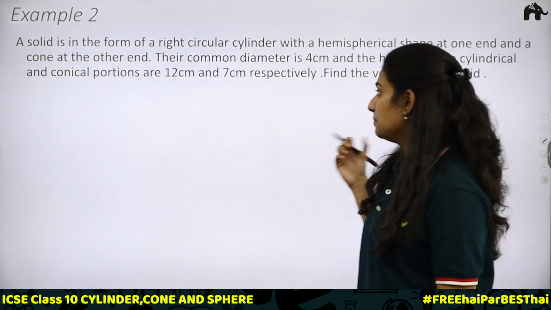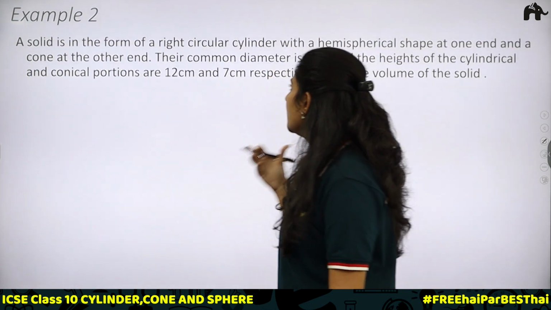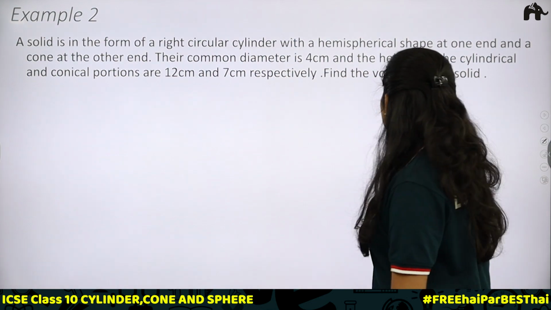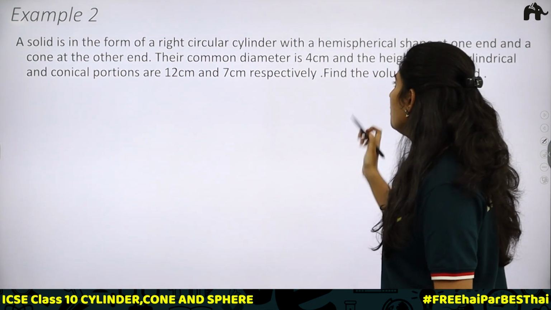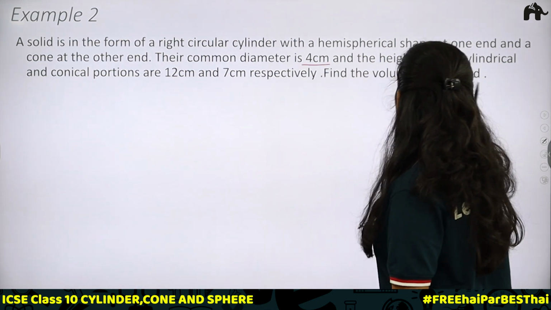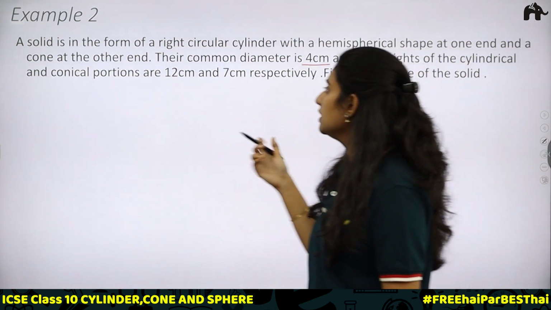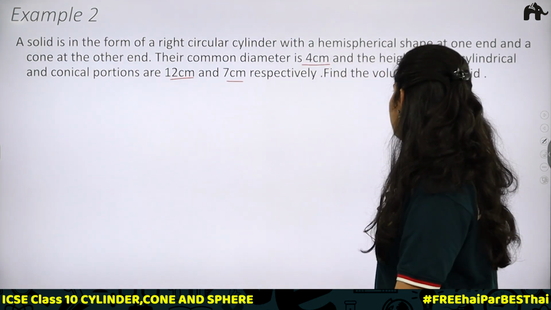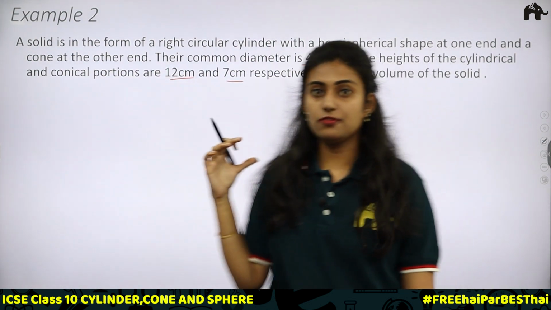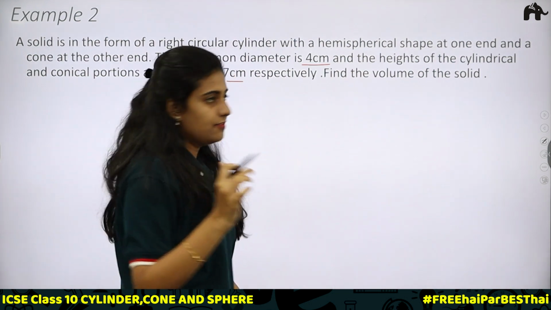Clear? Second example. A solid is in the form of a right circular cylinder with a hemispherical shape at one end and a cone at the other end. Their common diameter is 4 cm and the height of the cylindrical and conical portions are 12 cm and 7 cm respectively. Find the volume of the solid. We need to find the volume of solid. Let's make a rough figure.